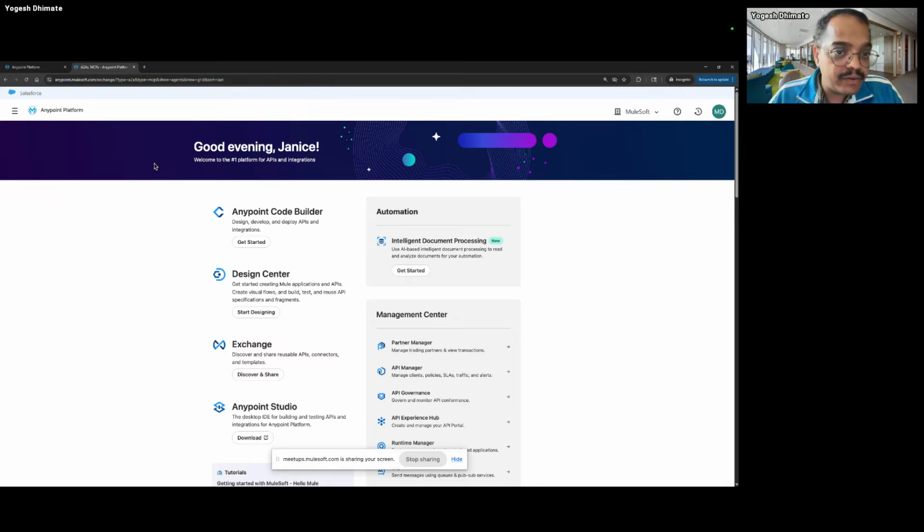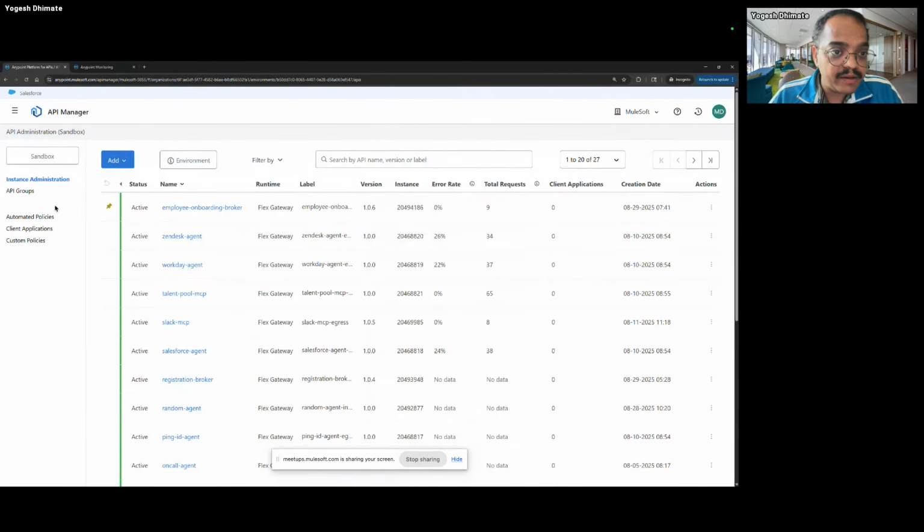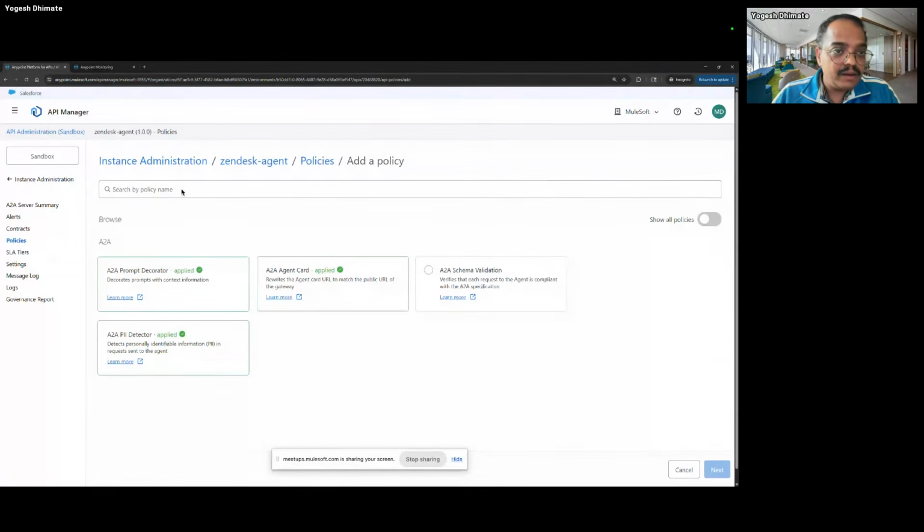So let's go to API Manager. Here are all the APIs and agents that are being managed by Flex Gateway. And for demonstration purposes, we are going to use this Zendesk agent to apply some policies. So here in the Zendesk agent, Janice clicks on the policies link, and there are four policies from an A2A perspective that are available out of the box.